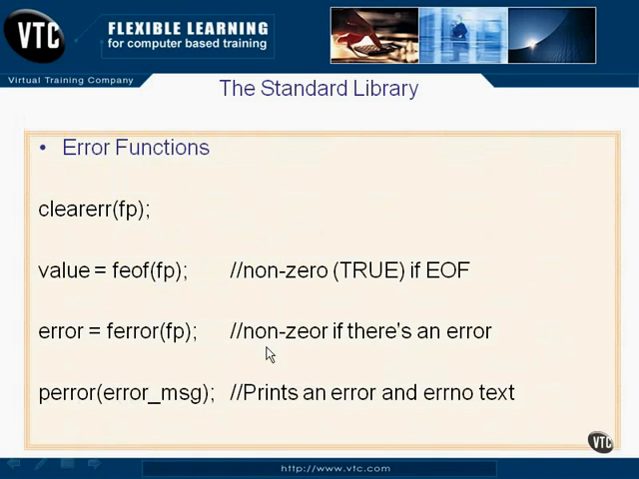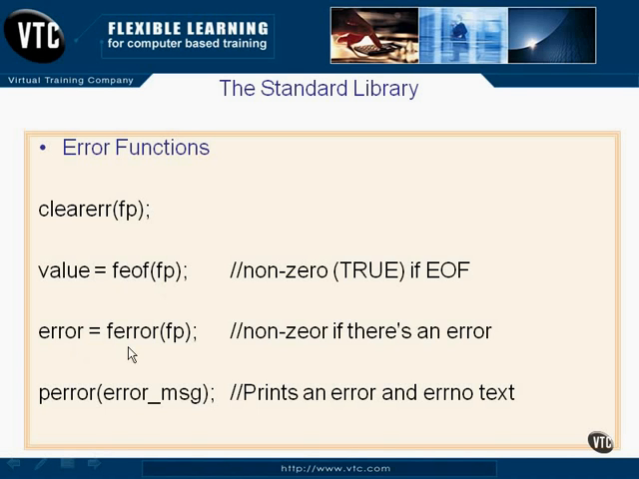Here are the error functions, and we have clearerr on a file pointer. We'll clear the last error after we've taken care of the problem. Here we can get a test of end of file, feof. If we have hit the end of file on the file pointer, this will return non-zero, or true. If we are not yet at end of file, that will be false. So we can say if feof of a file pointer.